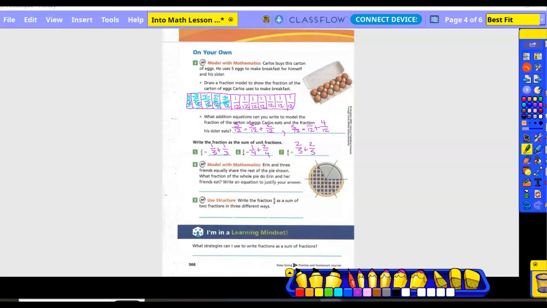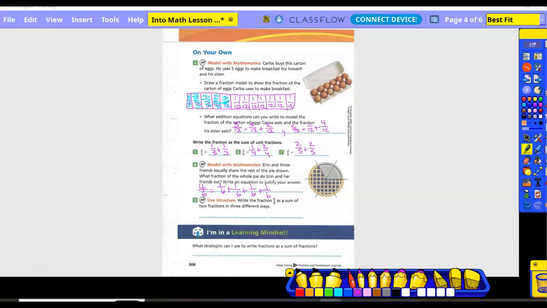Number 8, model with mathematics. Aaron and 3 friends equally share the rest of the pie shown. What fraction of the whole pie do Aaron and her friends eat? Write an equation to justify your answer. So, how much is left of the pie? 4/6, right? So how am I going to break that apart for 4 people? Each person would get what? 1/6, right? So you write a unit fraction, 1/6 plus 1/6 plus 1/6 plus 1/6. So each person would get how much of the pie? 1/6 of the pie.